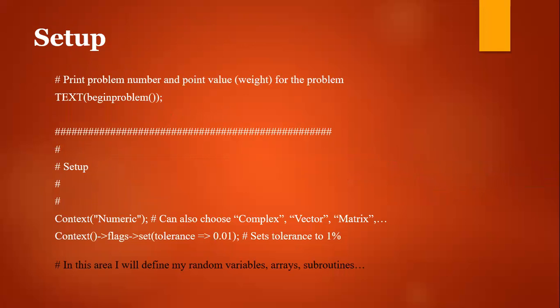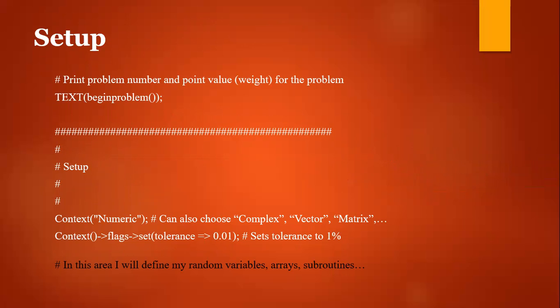Next is the setup. As I mentioned, this is in Perl. At the top there, you can see that I've printed the point value for the problem and its title. And just below where it says setup, you'll notice I've defined the context. What the context does is it activates certain functions to make it easier for you to write the problem, depending on what context you're using.